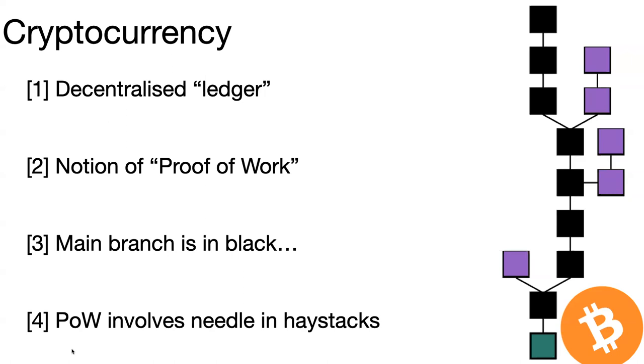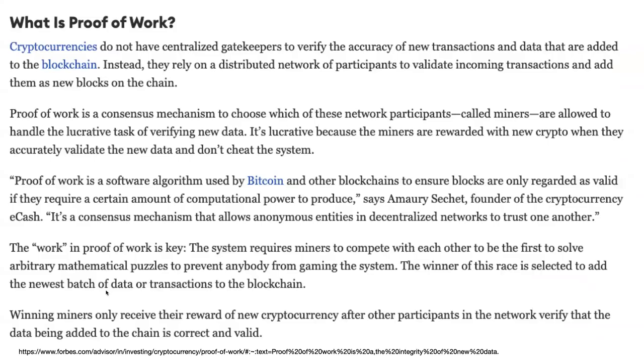So I took this basically from a Forbes article. Cryptocurrencies do not have centralized gatekeepers and hence rely on a distributed network of participants to validate the incoming transactions. Proof of work is a consensus mechanism to choose which of these network participants, called miners, are allowed to handle the lucrative task of verifying new data, right? So this is exactly what I just said to you in words.